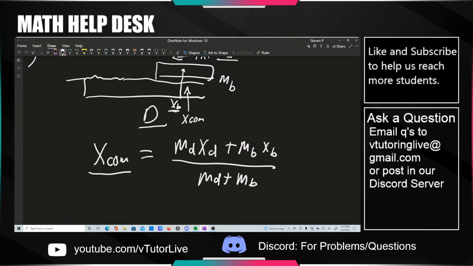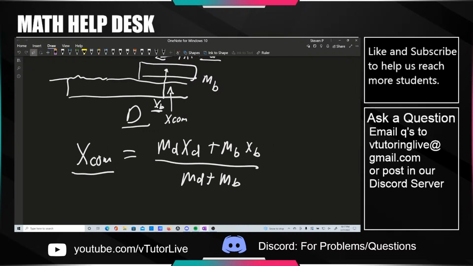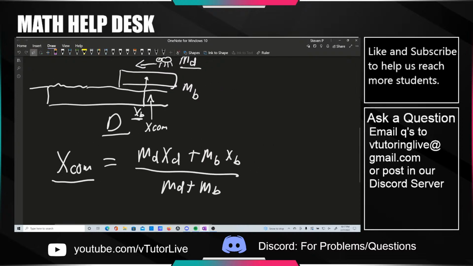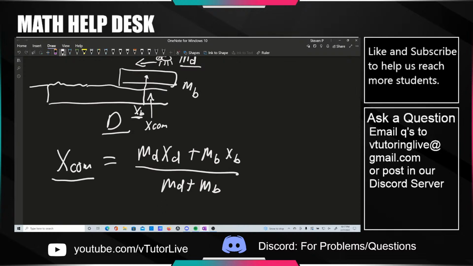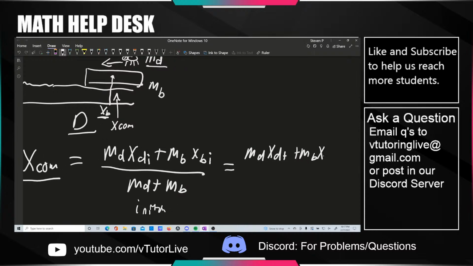So basically I'm saying X center of mass does not really change. So if this is the mass of the dog times X dog initial plus mass of the boat times X boat initial, right? This has got to be equal to almost the exact same equation, but mass of the dog times X dog final plus mass of the boat times X boat final, divided by mass of the dog plus mass of the boat, right?